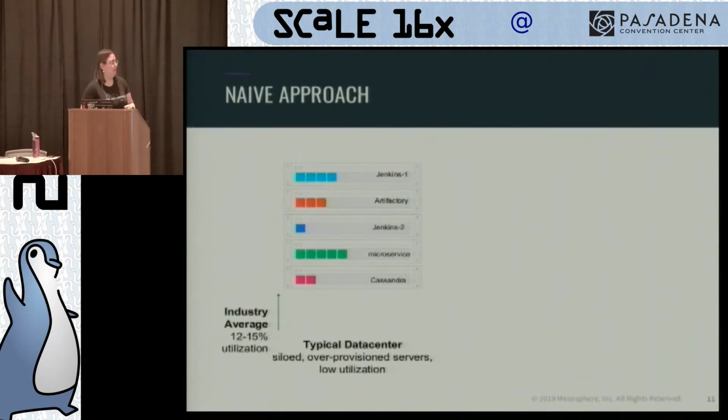So if you're doing this on virtual machines or on bare metal, you end up with this industry average of utilization of 12 to 15% on servers, and obviously that's very bad. So you have one server for Jenkins, one for Artifactory, one for Cassandra. And then if you want to do high availability across these, you add in another server, and then you're load balancing across those.